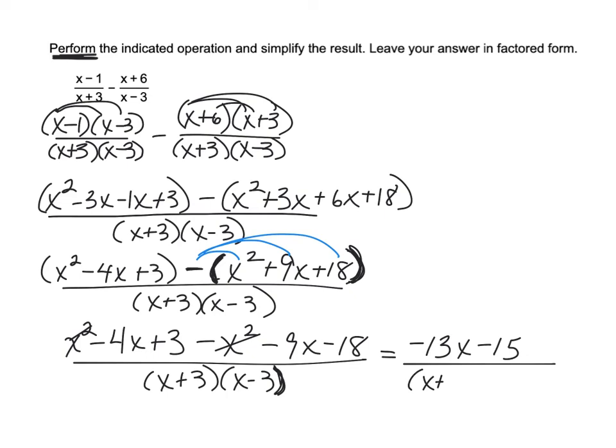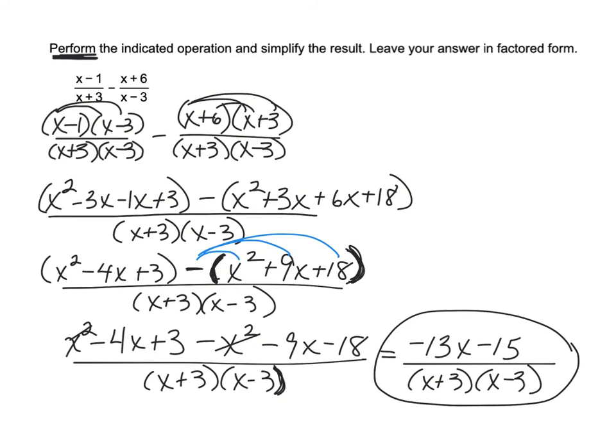And this is all they're asking for. Once again, they're not asking you to solve any equations. There's no equal sign like you're solving for x. They just wanted you to subtract the two fractions, getting the common denominator, and then putting it all together into one single fraction. So that's my answer.